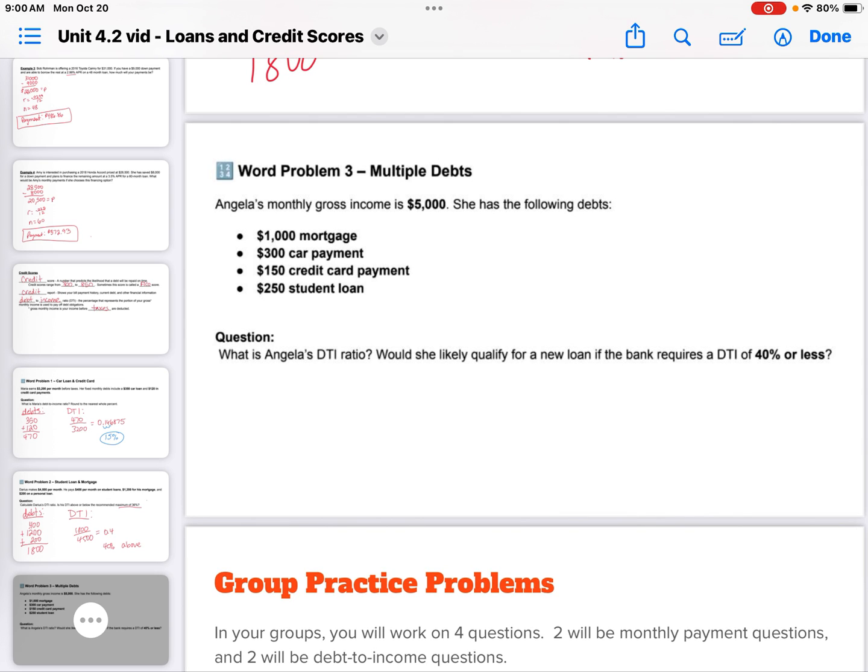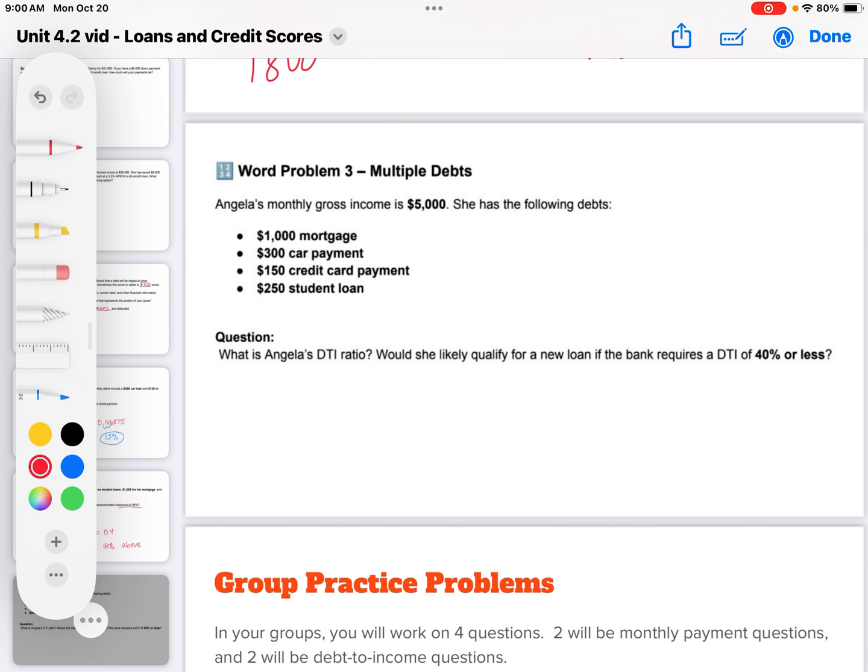All right, here we go. On this one, Angela's gross monthly income is $5,000. These are her debts. So let's figure out her DTI. I think it's 1,700. Double check that. Yep. Okay, 1,700. DTI ratio is 1,700 divided by 5,000, and we get 0.34. Says, what is Angela's DTI? We just figured that out. It's 34%. Would she likely qualify for a new loan if the bank requires a DTI of 40% or less? Yes, she would qualify.